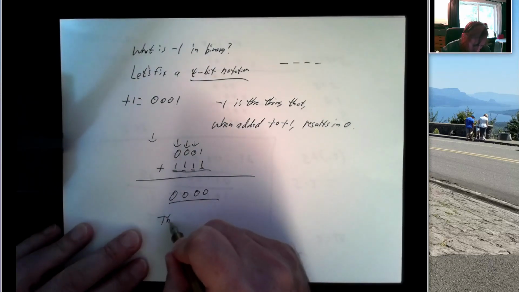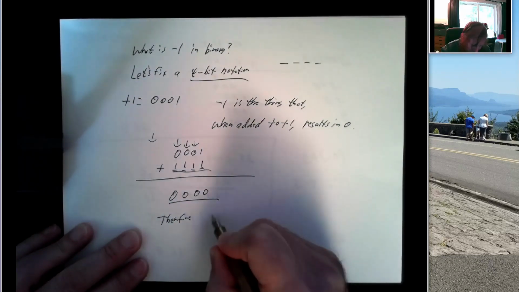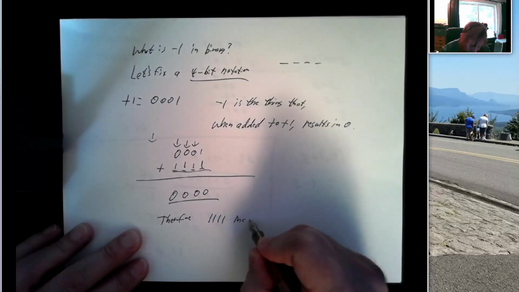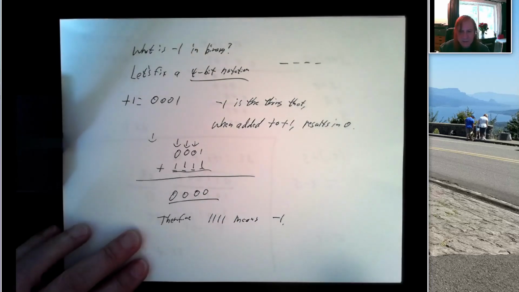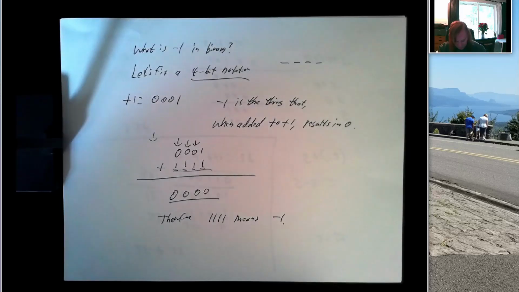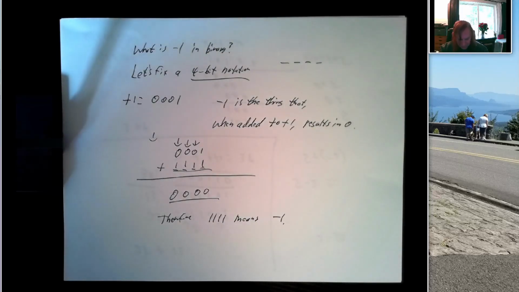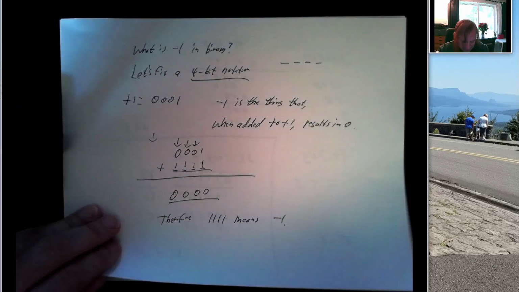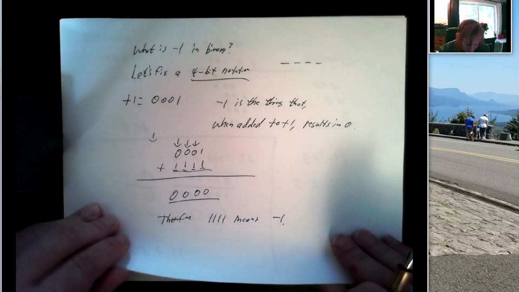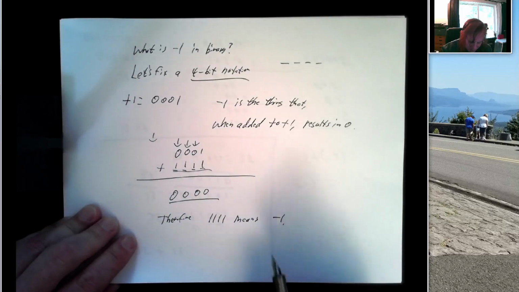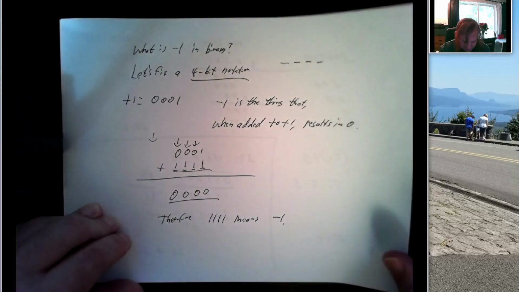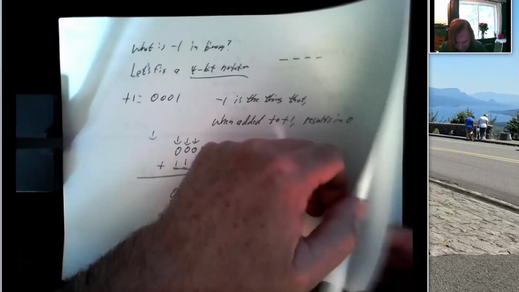And therefore, this number means negative 1. So that's the convention we're going to use. When we want to write a negative number, we're going to figure out what number you add to it to get you to negative 1.